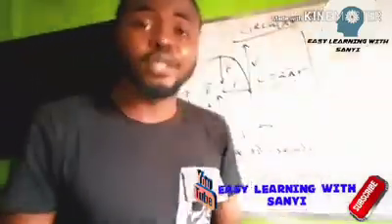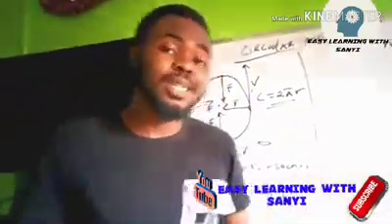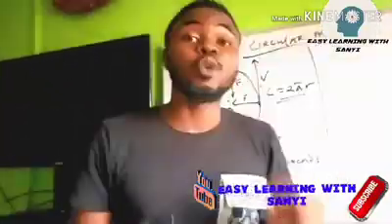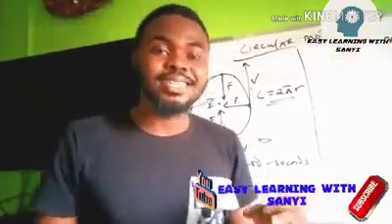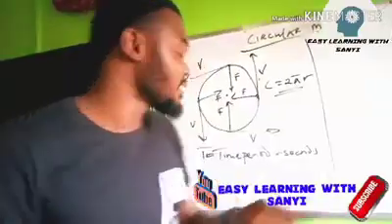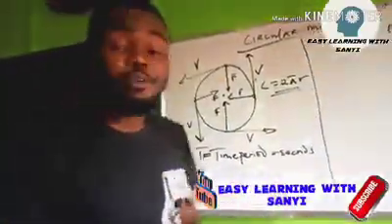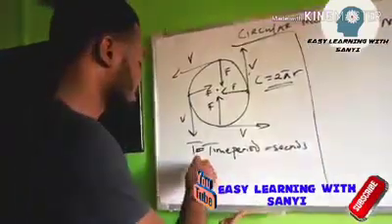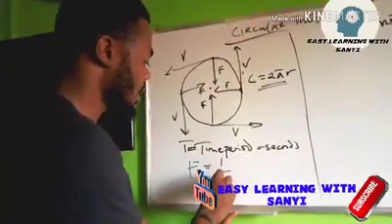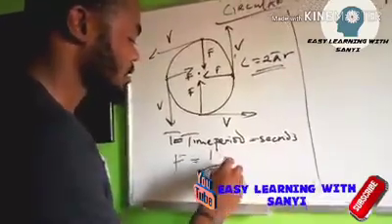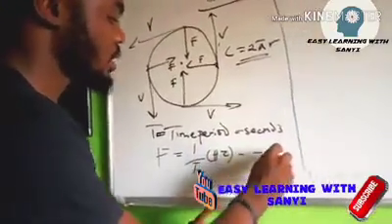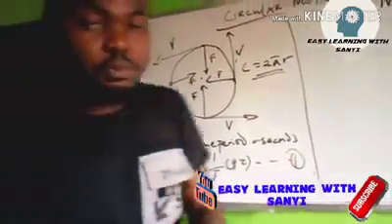Now, what else are you supposed to note? What I'm supposed to note again is what we call the frequency. The frequency is the number of complete revolutions that this body can make within 1 second. And what is the formula for frequency? The frequency is given as 1 over T and it is measured in hertz. Let me call this equation 1.